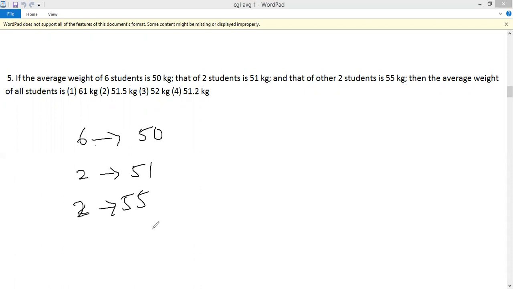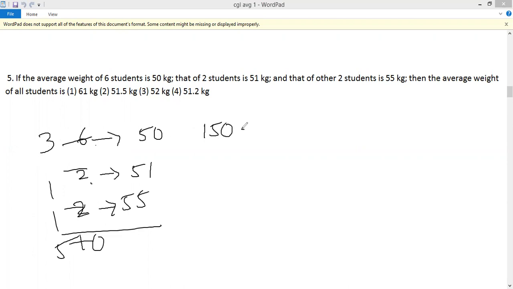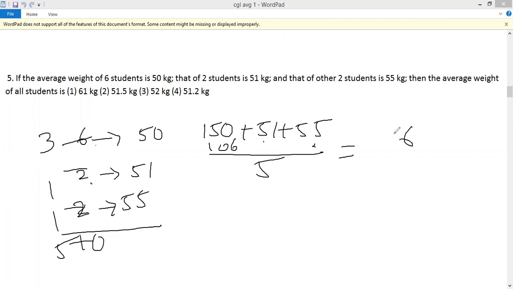Okay, next. How many students are here? 10 students. Okay, right. Two students scored 50, two students scored 51, two students scored 55. You can directly add: 50 plus 51 plus 55, divided by how much? 5. What happened? 51 plus 55 is 106. Right? 106 plus 150.